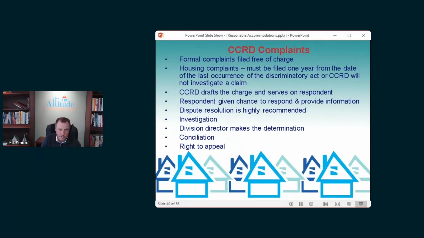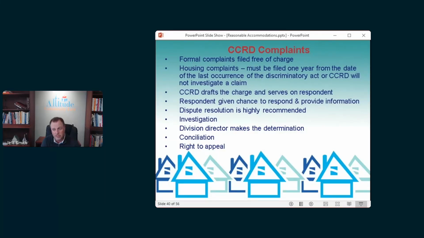Dispute resolution is highly recommended. There's an investigation. The division director will then make the determination. If the director finds against the association, then a conciliation will typically take place. That's similar to a mediation, except everything is against the association. So basically it's a heavy-handed mediation where the CCRD is trying to get the association to do whatever it wants it to do.